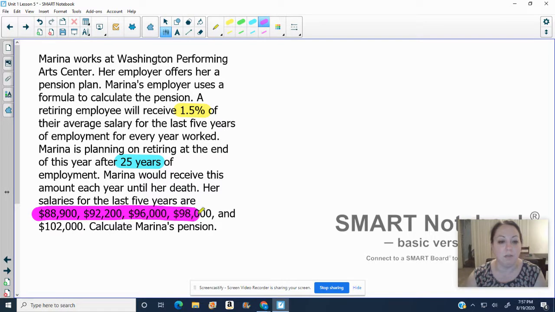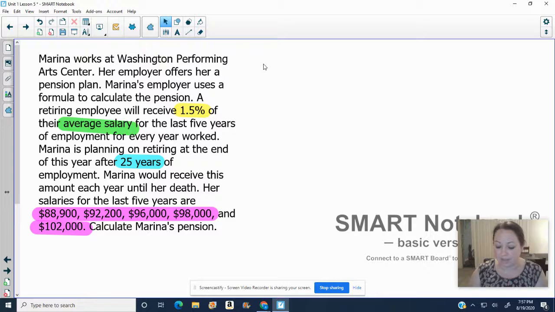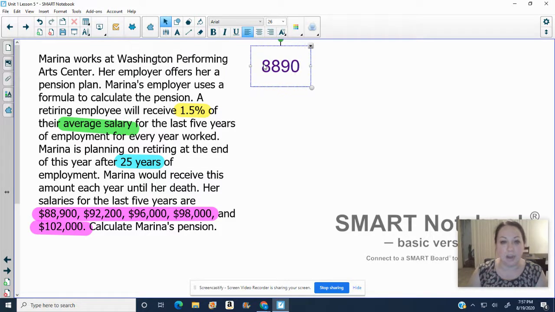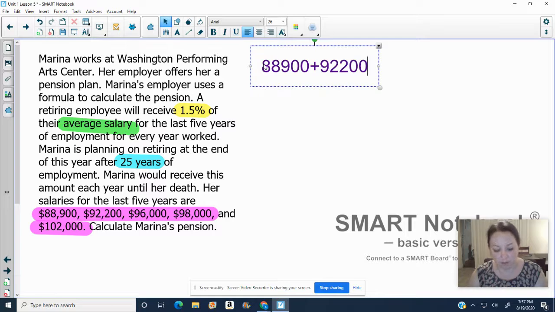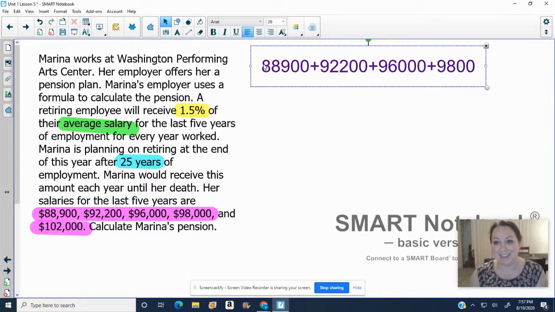You're more than capable. But I am going to highlight them because we are going to need that to find the average. They did not give me the average. All they did was give me this. Okay? So I'm going to go back and find that average salary with a little bit of math. So I'm going to go ahead and type this out. 88,900 plus 92,200 plus 96,000 plus 98,000.